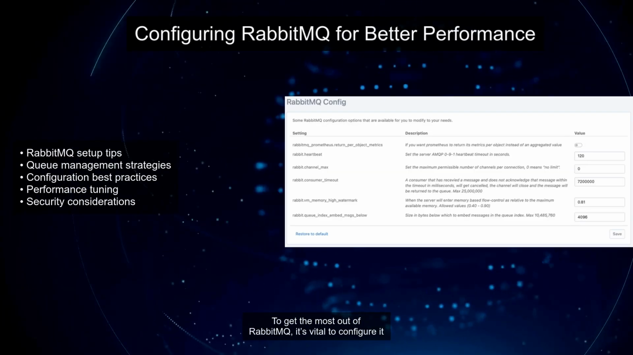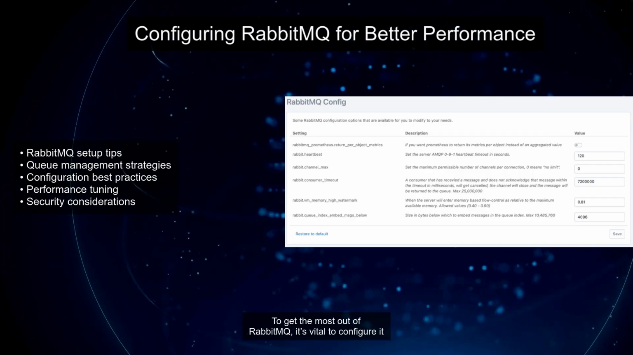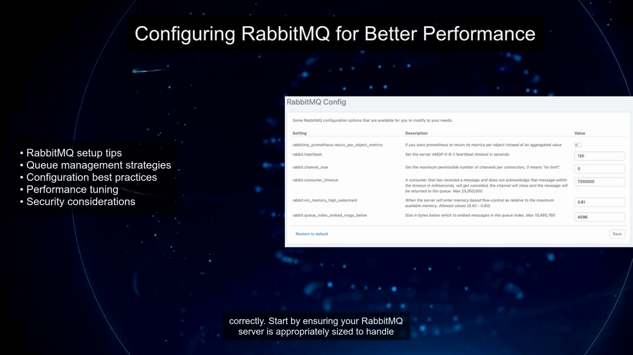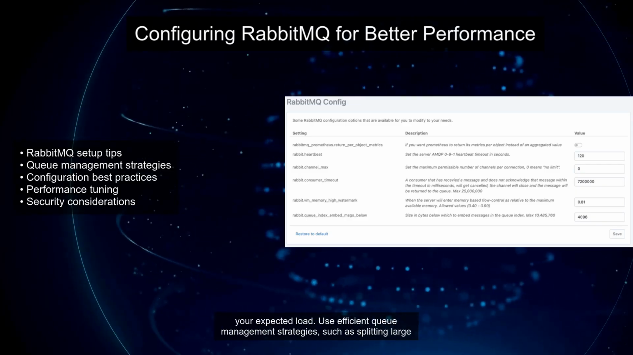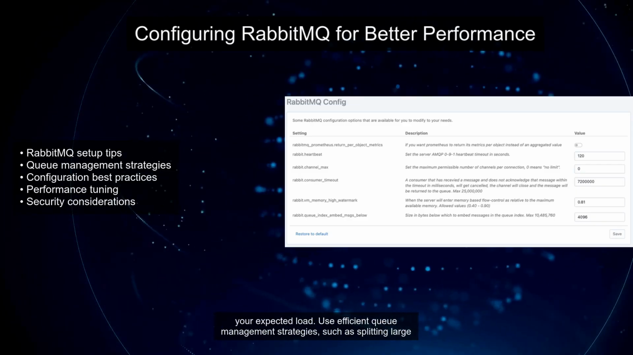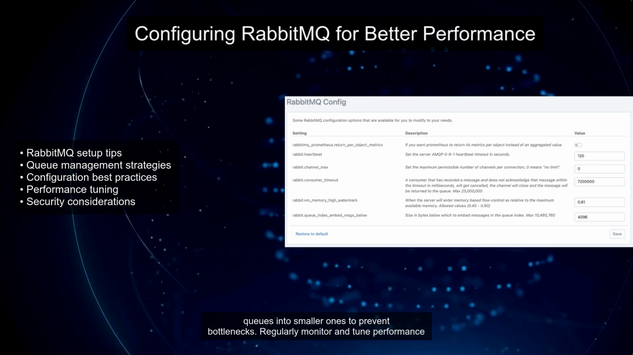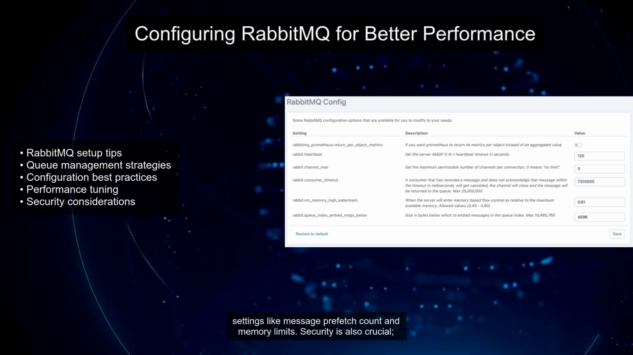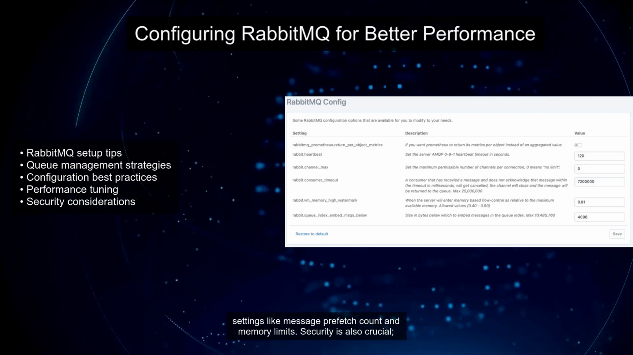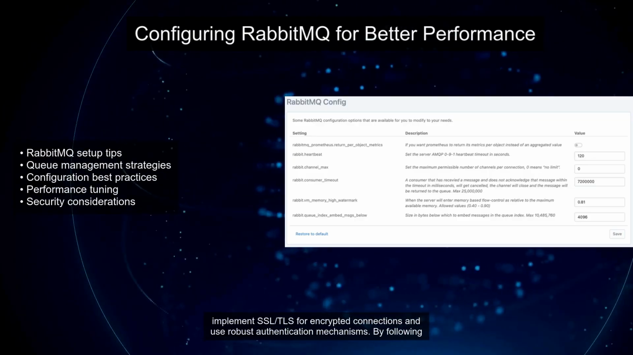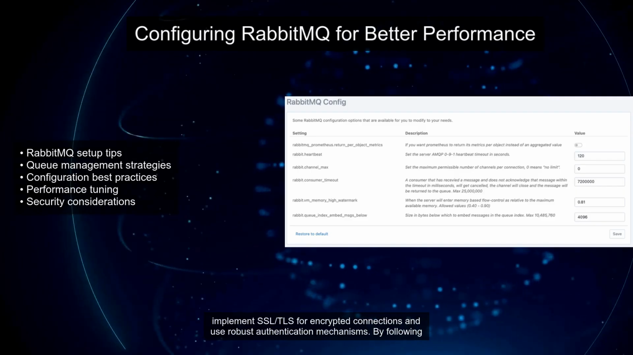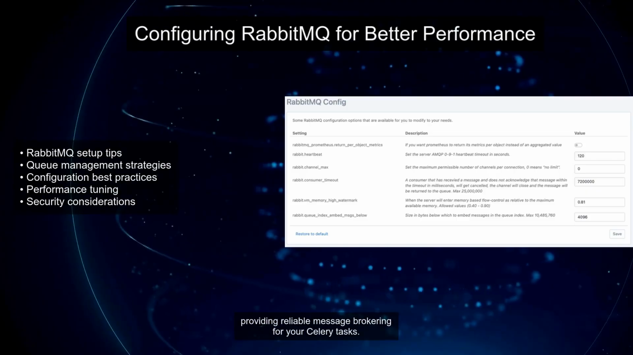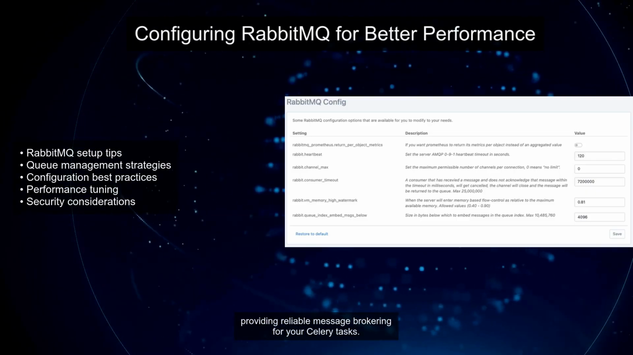To get the most out of RabbitMQ, it's vital to configure it correctly. Start by ensuring your RabbitMQ server is appropriately sized to handle your expected load. Use efficient queue management strategies, such as splitting large queues into smaller ones to prevent bottlenecks. Regularly monitor and tune performance settings like message prefetch count and memory limits. Security is also crucial. Implement SSL/TLS for encrypted connections and use robust authentication mechanisms. By following these best practices, you ensure RabbitMQ runs smoothly, even under heavy load, providing reliable message brokering for your Celery tasks.